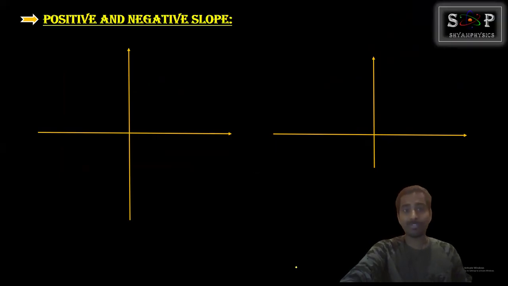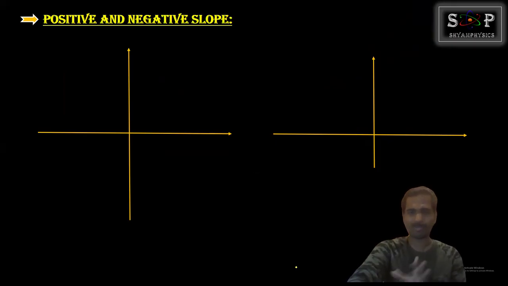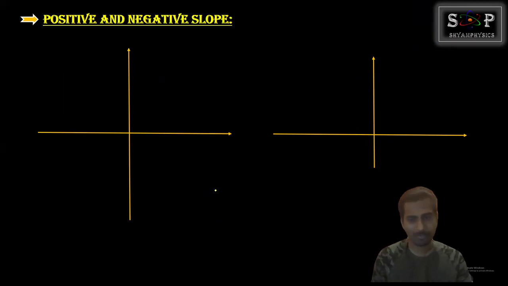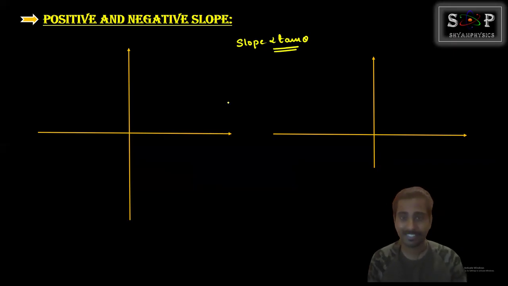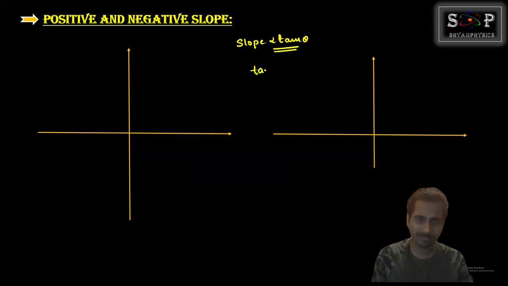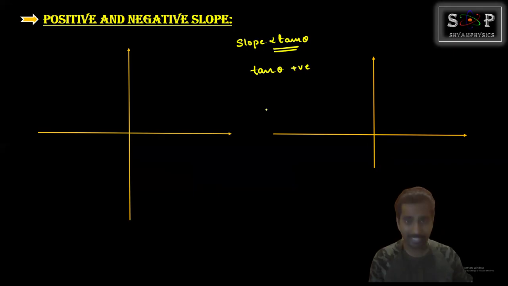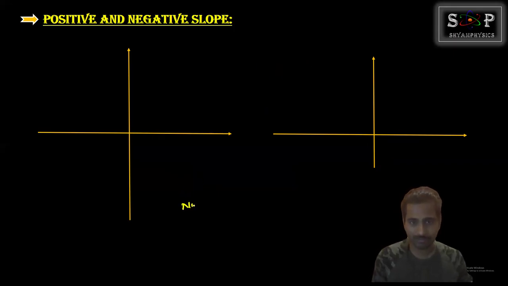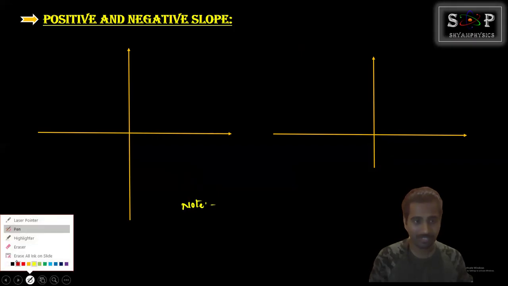Next, positive slope and negative slope. I will tell you clearly how to identify positive slope and negative slope. Don't worry. Now tell me one thing. How will we measure slope? In simple words, you need to express slope. It is nothing but tan theta. Correct now? Next, if tan theta is positive, I'm writing that here. Note point, very important. Listen carefully.